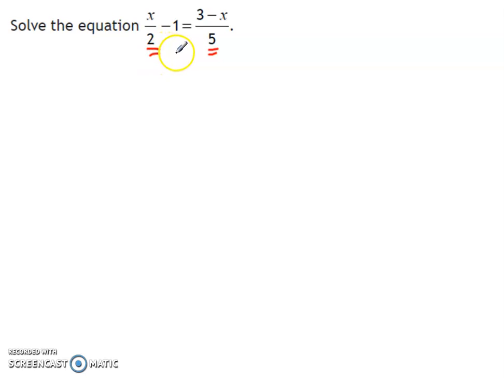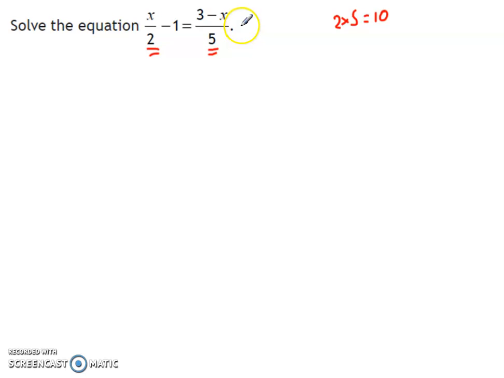For myself, what I would do is I would get rid of the denominators to start with, remove that level of complexity, and make sure we can then get on. Now, in order to do that, we want to multiply both sides by something that would get rid of both denominators. Easiest way to do that is look at the two numbers and multiply them together. So in this case, if I did 2 times 5, I'd have 10.